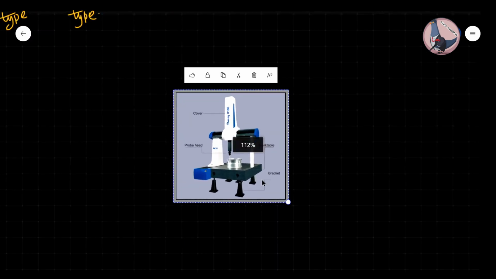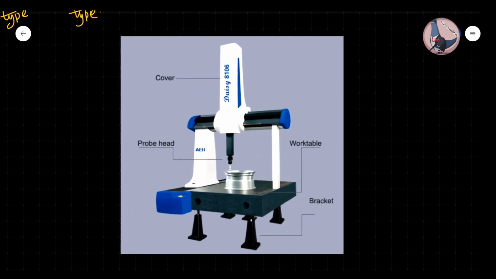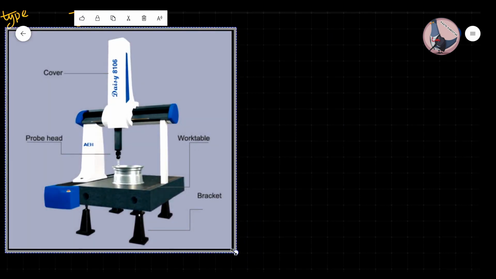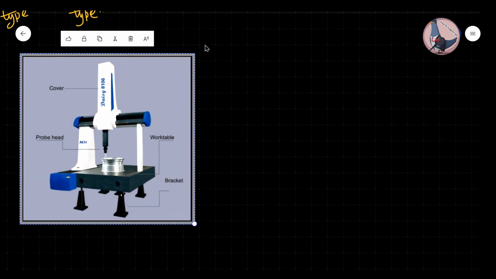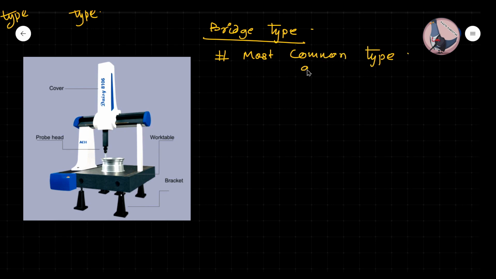Fine. So see, this is your bridge type CMM. Now, this is a very common type of CMM. In fact, this is the workhorse of CMMs. 90% or 95% of them are bridge type. Now, why is it called bridge type? Let's start with this: it is the most common type, and almost 95% of CMMs available commercially are this only.